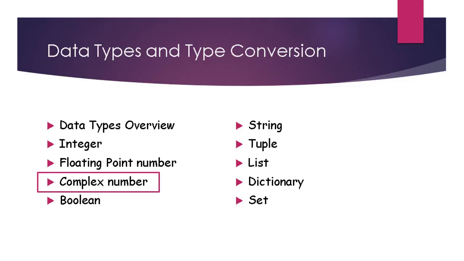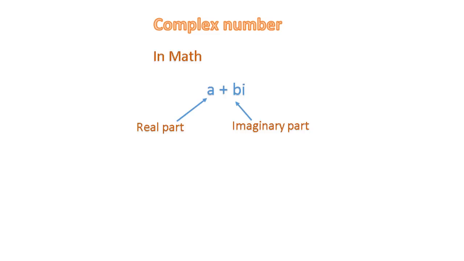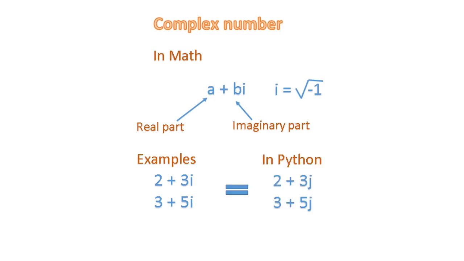Complex number is the fourth topic in data types and type conversion. Let's understand what is a complex number. In math, complex numbers will be in the form of a plus bi, where a is the real part and b is the imaginary part, and i is the square root of -1. For example, 2 plus 3i, 3 plus 5i.